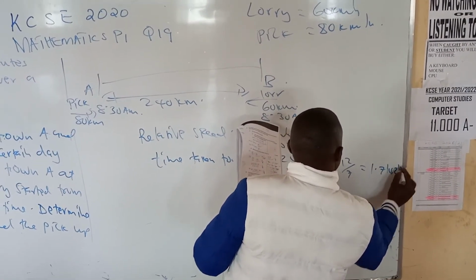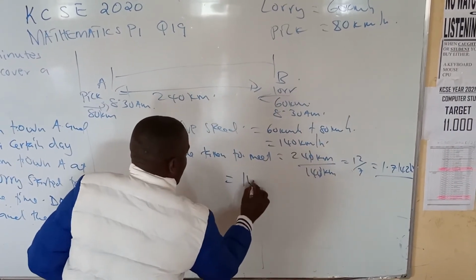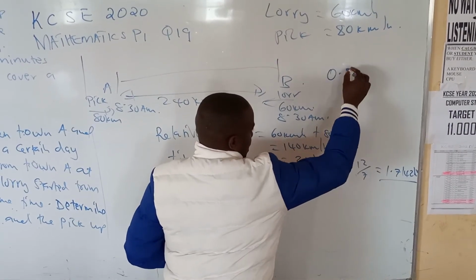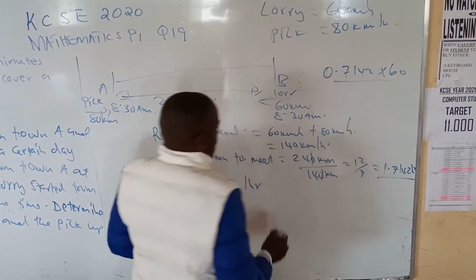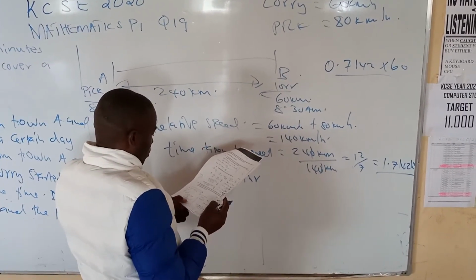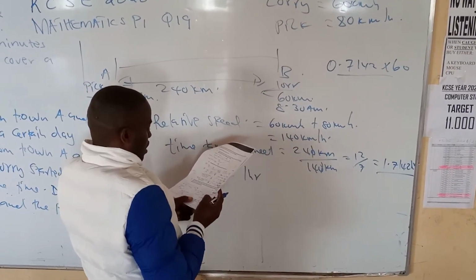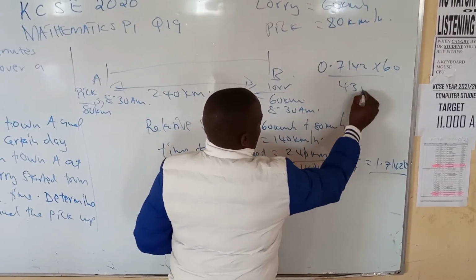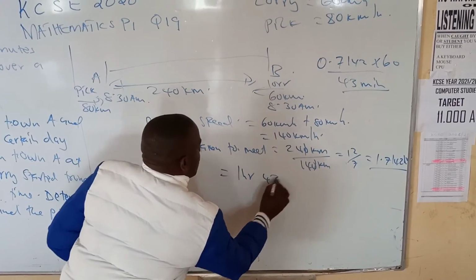1.714 hours. So if those are the hours, that means that is 1 hour, and then you take the 0.714 times 60 to get the minutes. If you times 60, you get 43 minutes. That is rounded off. So it's 1 hour and 43 minutes.